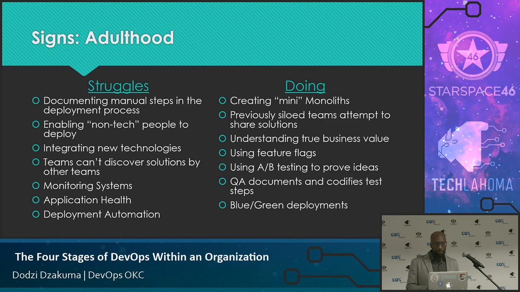Now, what you might be doing is creating mini monoliths. Once again, you have systems, and you're tossing everything into these systems when you should be breaking them apart. Even though you have microservices, you don't want them to turn into mini monoliths where you're starting the process all over again and having to solve these problems. You have teams that want to share solutions. They're attempting it, but maybe you don't have the infrastructure so that they can share solutions.